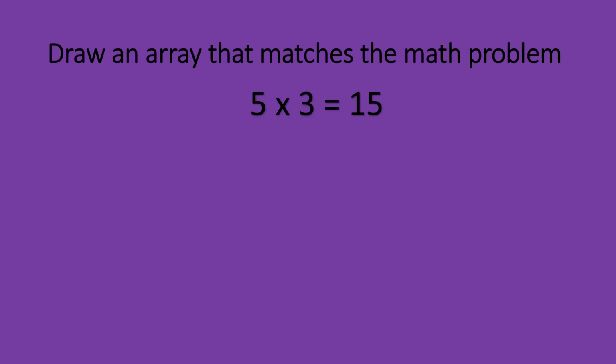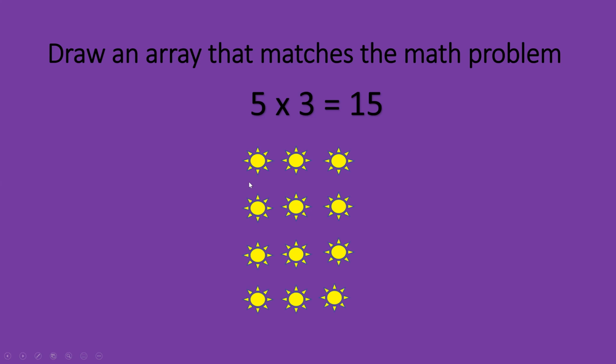Awesome. So this is what I did. I have a row of 3, 2, 4, 3, 4, 5. So I have 5 rows, as we can see, 1, 2, 3, 4, 5, and I have 3 sons in each row. So 5 rows, 3 sons.